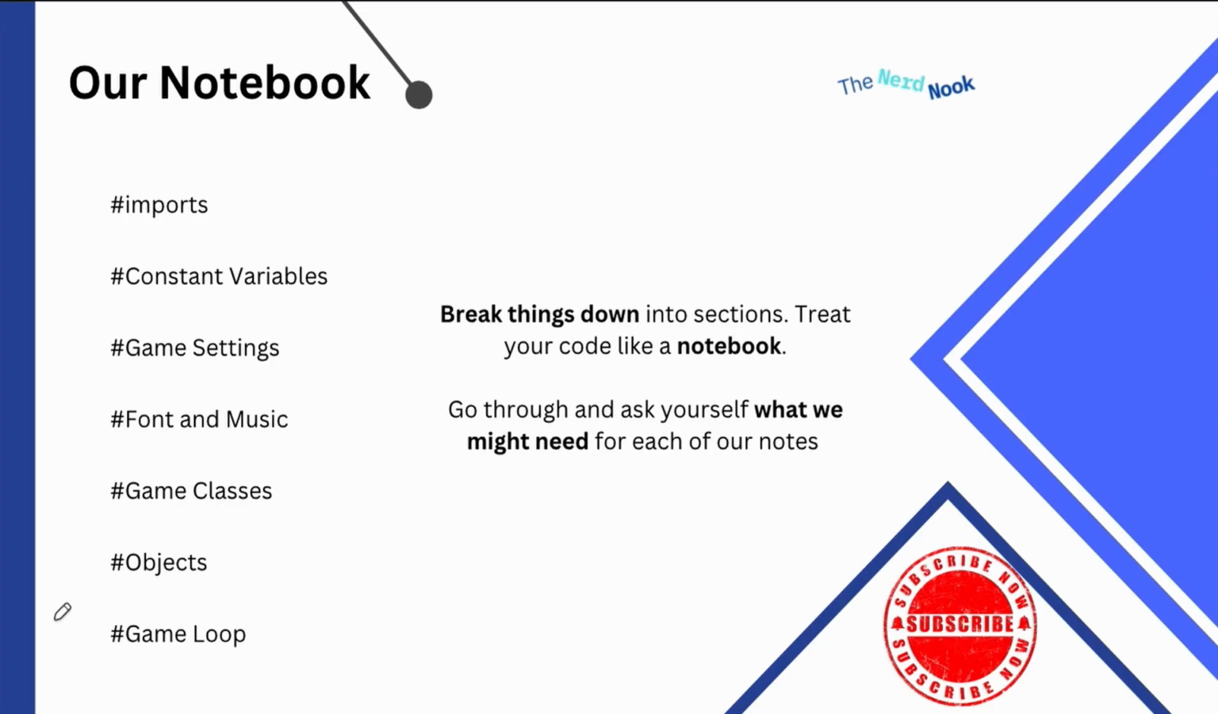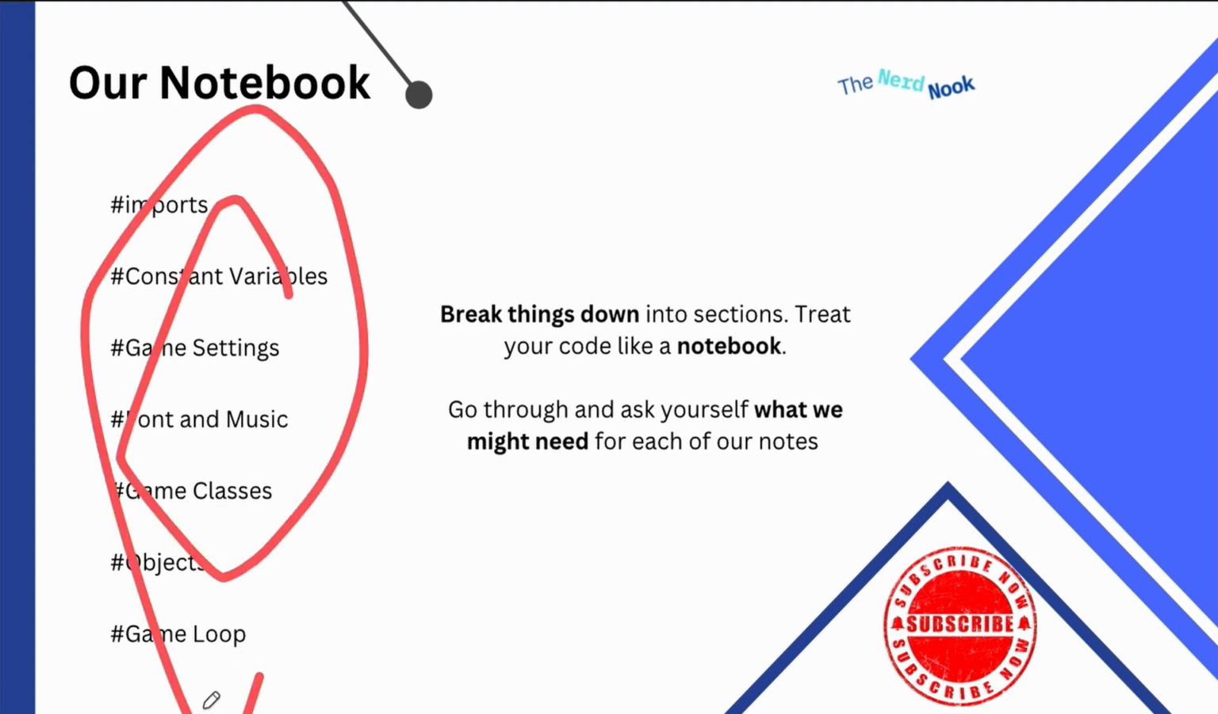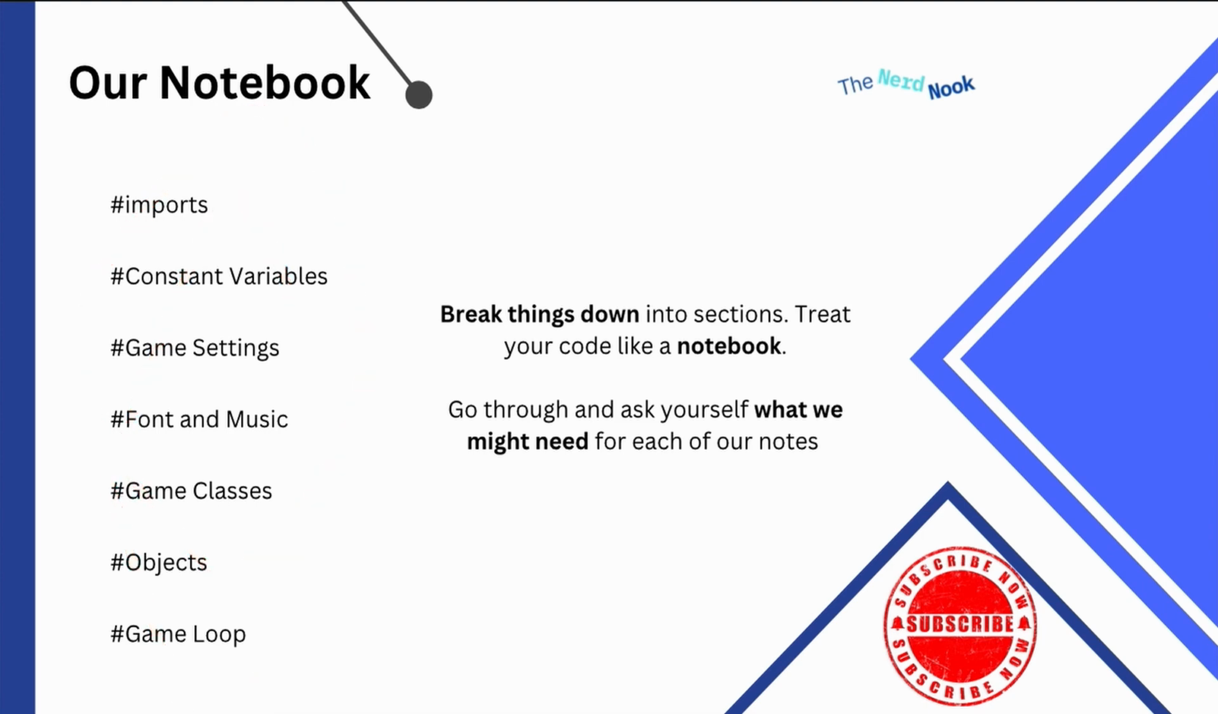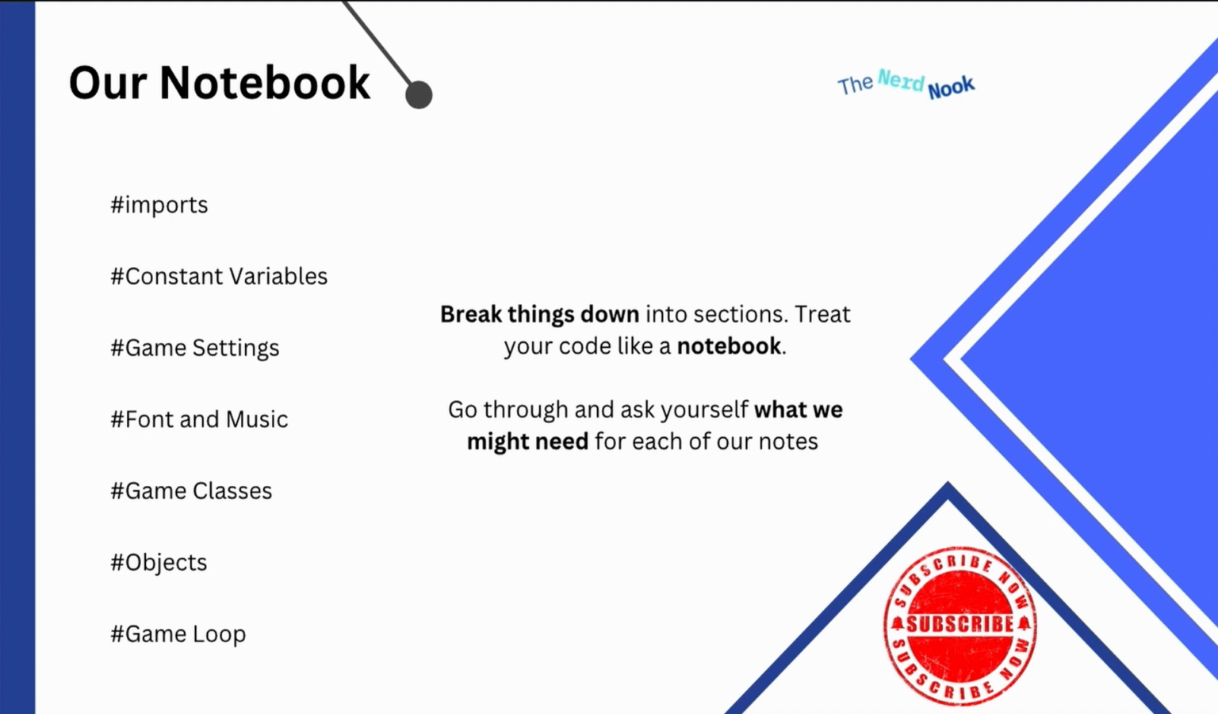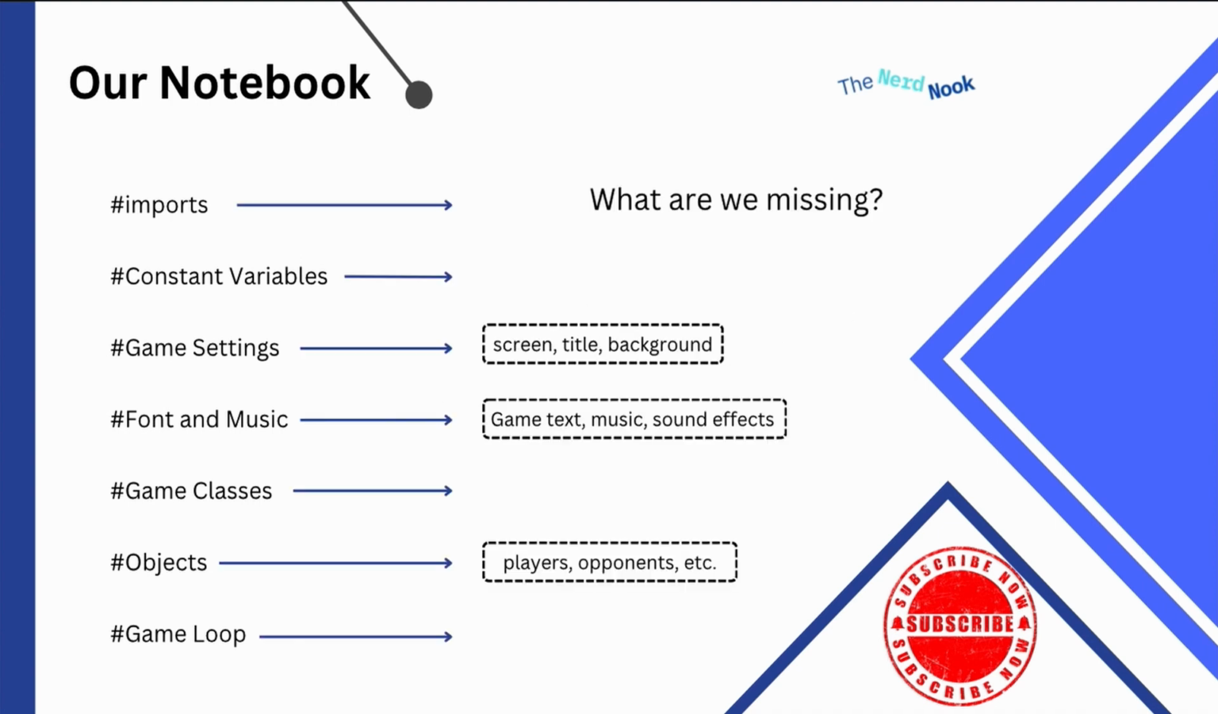Going on, so what of these might I need right now, right? If I'm taking a look over here, all this stuff, what might we need? Okay, pause the video, write down a few ideas that you might have. Okay, so here's just a few. I've given you a few examples, right? What are we missing? So for my game settings, I need to create a game screen, a title for the game, and then if I want to have a background picture, like those are typically all the settings, right?